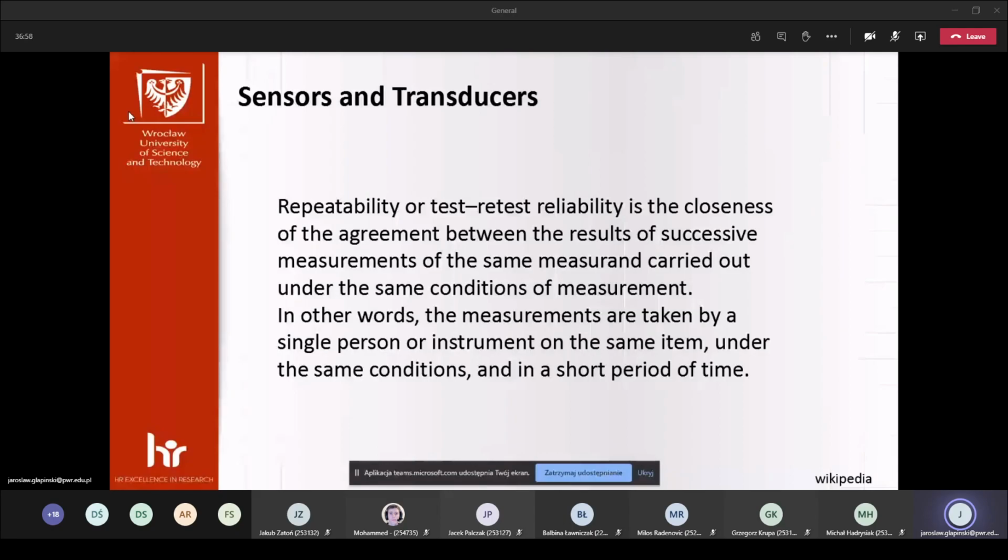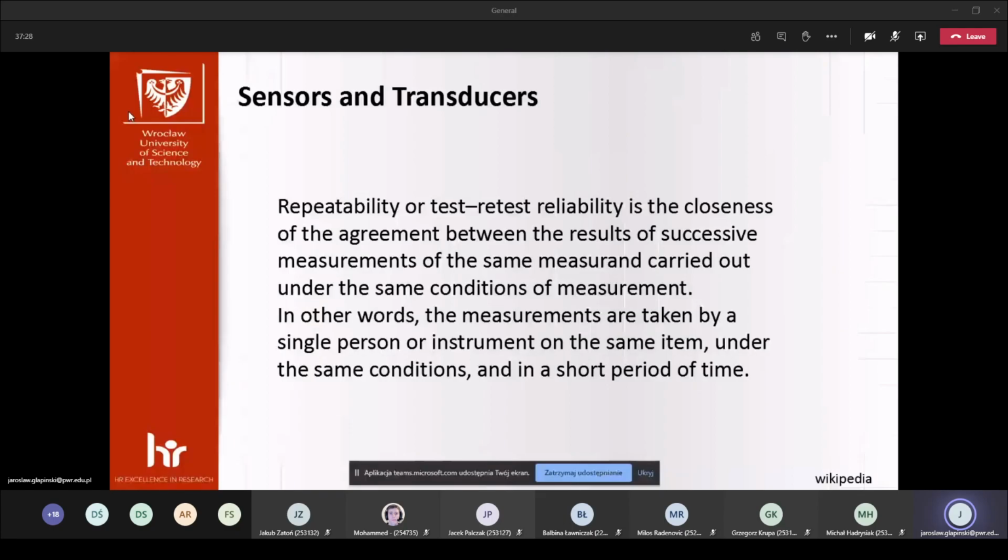Okay, but it must be in a short time because we do not want other environment properties to change, like, for example, the temperature of the room or the heat of the measurement voltmeter. So generally repeatability is determined in a short time by one person on one item on one instrument.